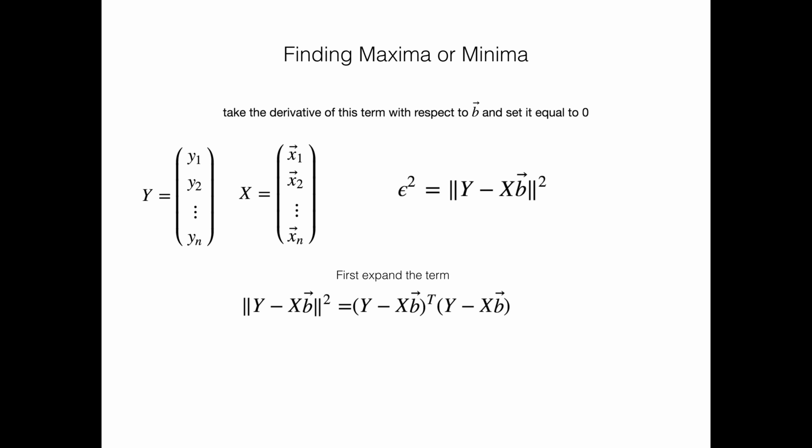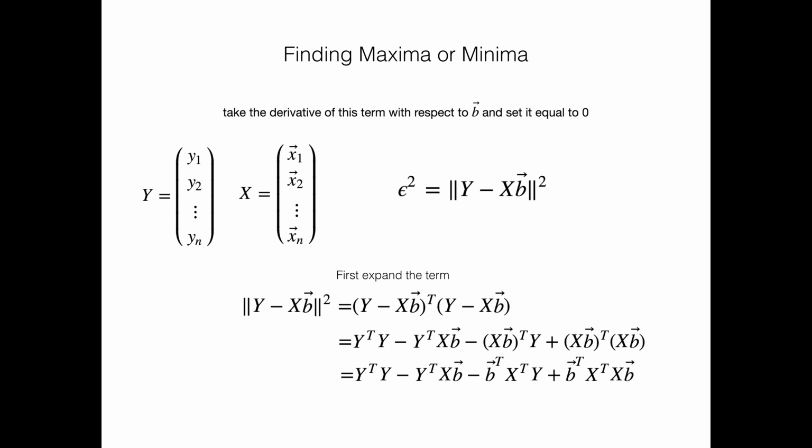Great, so first we expand the term of this error term. I expand it with this thing times this thing transposed, and then I just do FOIL. I'm just going to multiply this first set of parentheses by the second set of parentheses. So this is y transpose y minus y transpose xb minus xb transpose y. And then, of course, these final two terms are now added because it's minus times a minus, and that's going to be xb transpose xb. You guys should be pretty comfortable with that step.